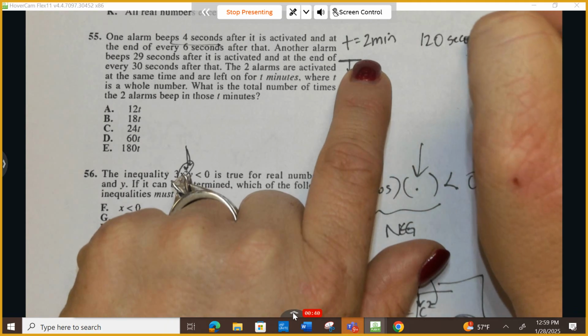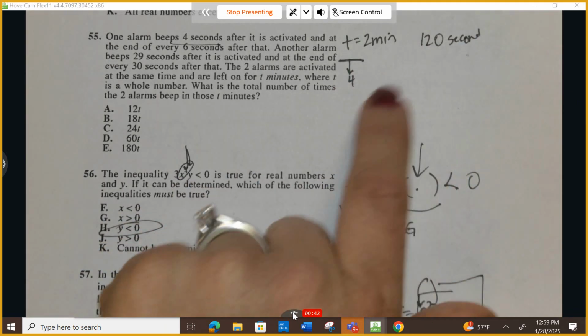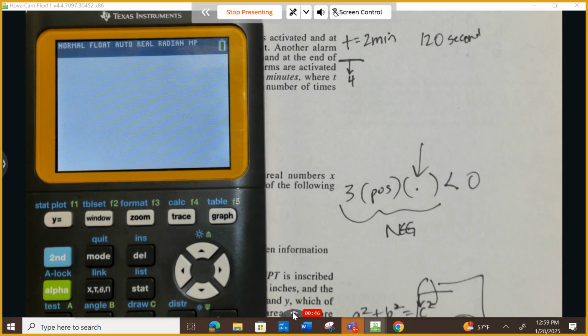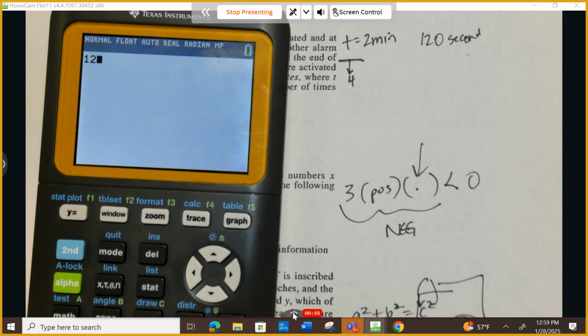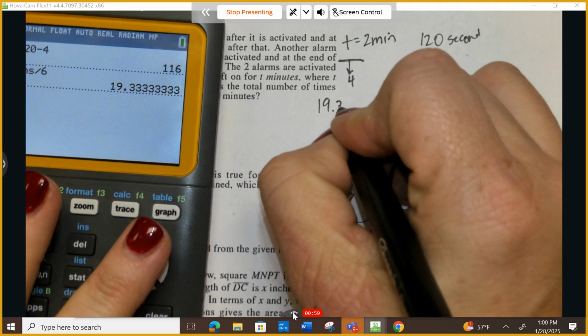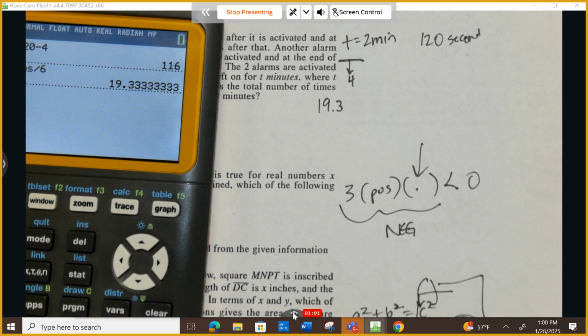120 seconds. So let's first subtract 4. And you're going to see, because I want to know how many times does that alarm go off during those 6 second intervals. So 120 subtract 4, and then I divide it by 6, and I'm like, okay, so if I said go, and I timed it for exactly 2 minutes, or 120 seconds, it would go off 19.3 times. Now, this is important. Does that mean it goes off 19 times, or does it go off 20, or what does it go off?